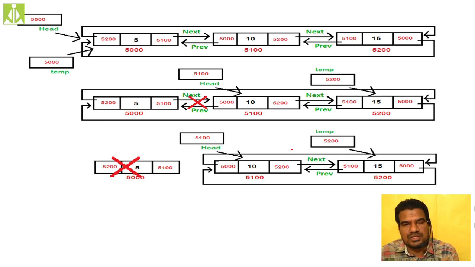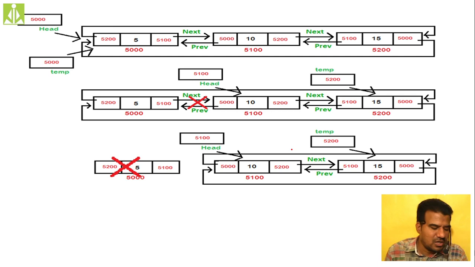So if you say delete temp of next, it will delete the first node. After deleting the first node, make the corrections accordingly. Now you have the temporary pointer pointing to the last node and the head pointer pointing to the first node. Simply you have to make those corrections. Okay, so quickly we go and see how we can write that function.